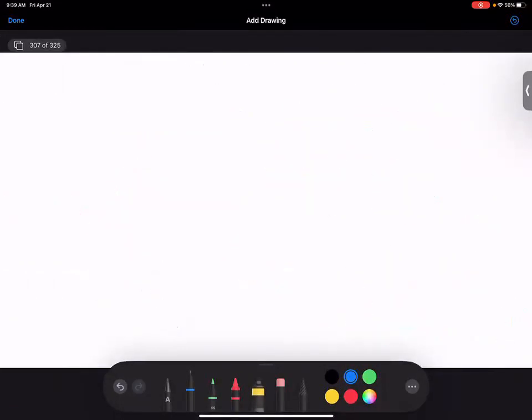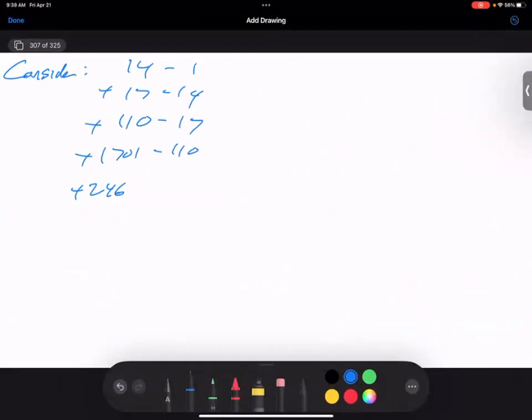So now on the next part of the proof, let's consider the following. 14 minus 1 plus 17 minus 14 plus 110 minus 17 plus 1701 minus 110 plus 24601 minus 1701. What does this equal? I'm taking too long. Nope, close though. 24600. One less than Jean Valjean.